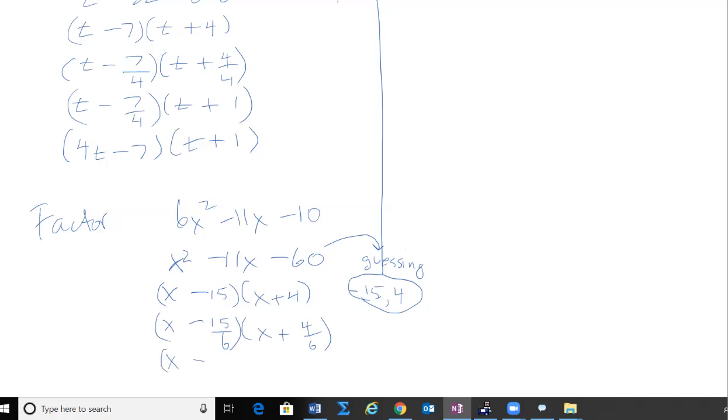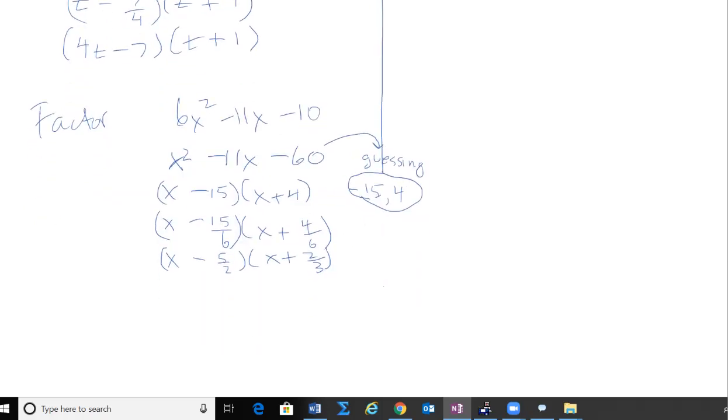Reduce those if possible. This one will reduce to 5/2. And this one will reduce to 2/3. And then finally, since you can't reduce anymore, you move that 2 over in front of the x, move this 3 in front of this x, and there you have your solution. This is your final result. And you can check it too.